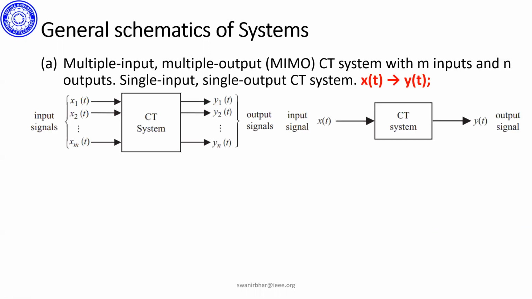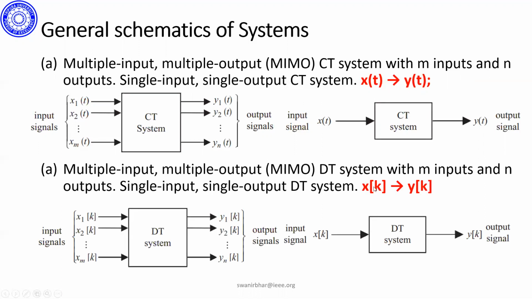When we go to the general semantics, the first one is whether it is a continuous time system or a discrete time system. It is actually multiple input multiple output, or it may be single input single output. Means x(t) is giving you y(t), or it can be x1, x2 up to xm, a group or a vector of inputs, giving a vector of outputs. So this is for continuous time. Similarly, for discrete time, you have a similar option, x(k) giving y(k).